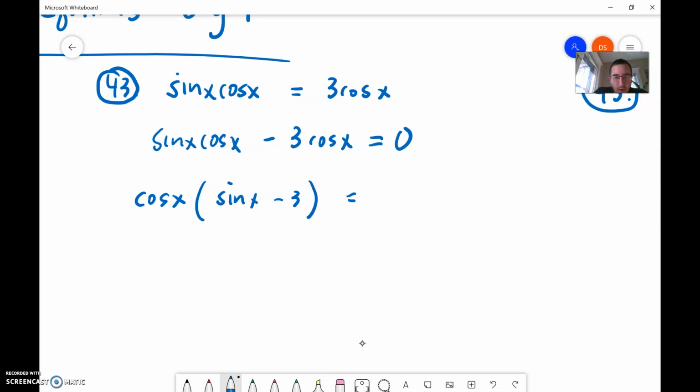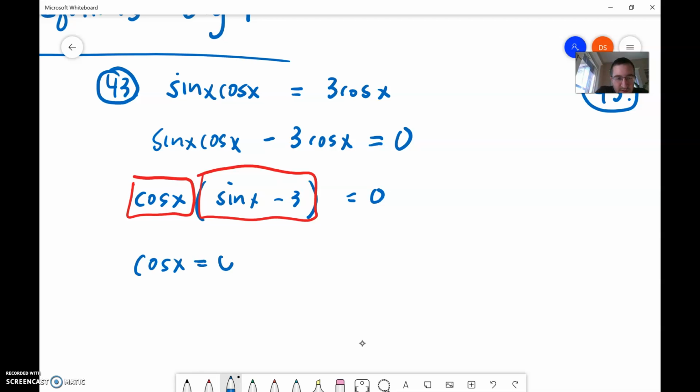So now that I did this, I can now set each part equal to 0. I can set cosine of x equal to 0 and solve, and I can set sine of x minus 3 equal to 0 and solve. So when is cosine 0? That's going to give me 2 answers. Cosine is 0 at 90, which then means it's also 0 at 270. So there's 2 of my solutions.